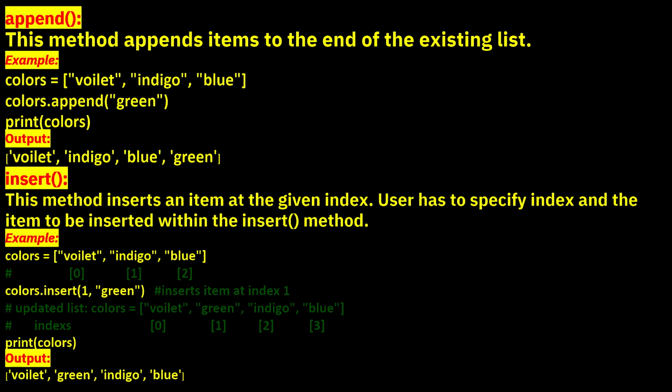Updated list: colors = [violet, green, indigo, blue]. Indexes 0, 1, 2, 3. print(colors). Output: violet, green, indigo, blue.